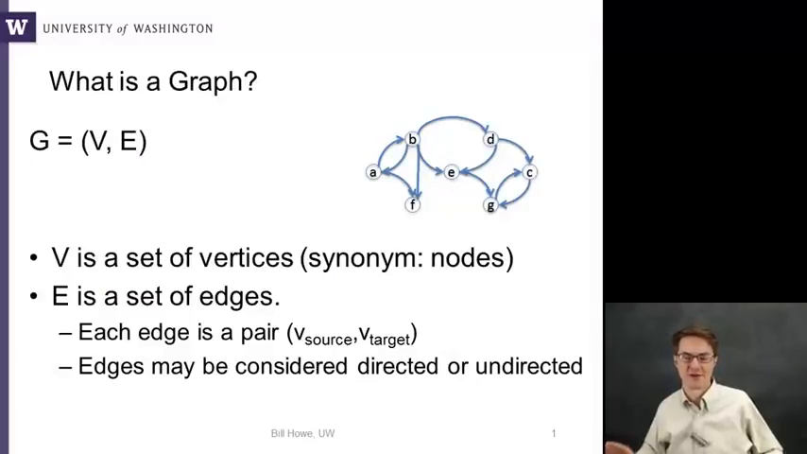So what is a graph? A graph is a pair of sets, a set of vertices and a set of edges. You might also see vertices referred to as nodes, but I'm going to try to avoid that terminology to avoid confusion with clusters of computers where each computer is referred to as a node. So V is a set of vertices and E is a set of edges, and each edge is a pair of vertices, a source and a target. Edges may be considered directed or undirected, and we'll talk a little bit more about this, but maybe it's an edge from a source to a target, or maybe it's just a pair and the order doesn't matter.